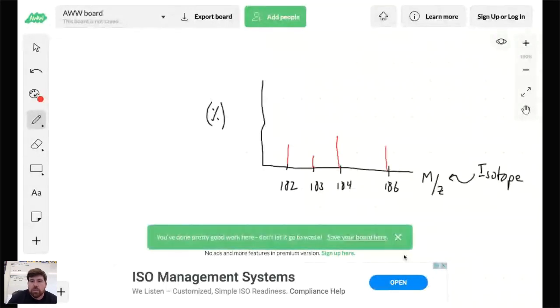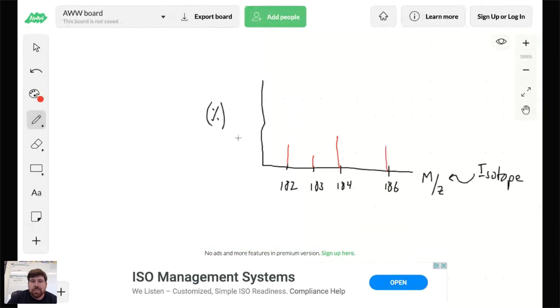tungsten 186. So notice that we can represent this data using differing isotopes and, of course, the mass to charge ratio. Alrighty. And once again, if I'm moving a little fast, just let me know in the questions section.